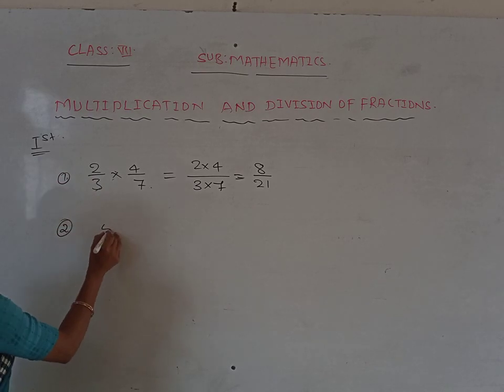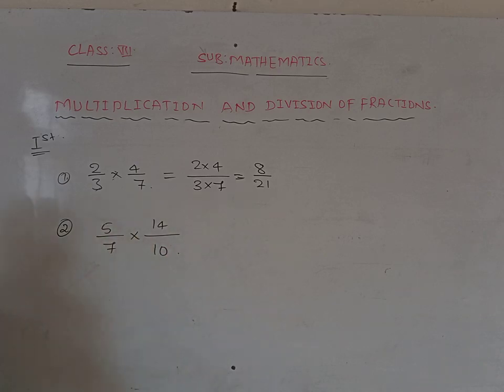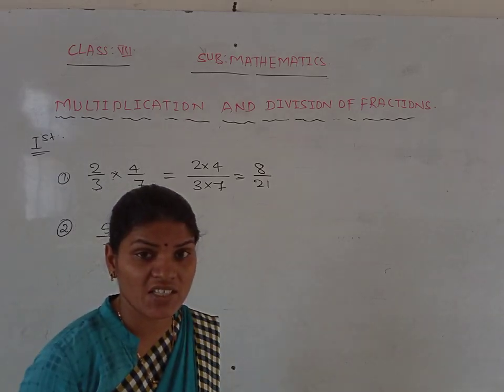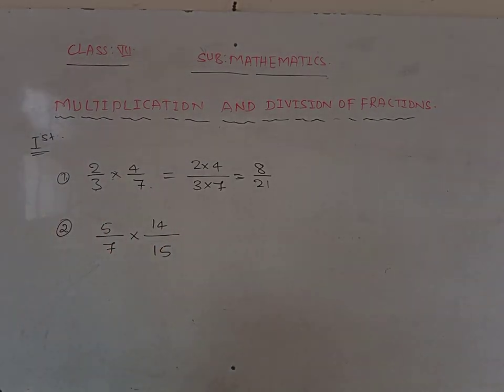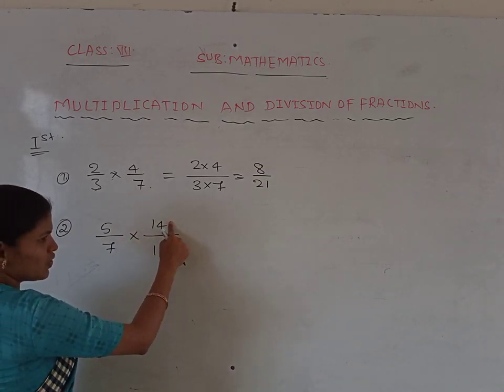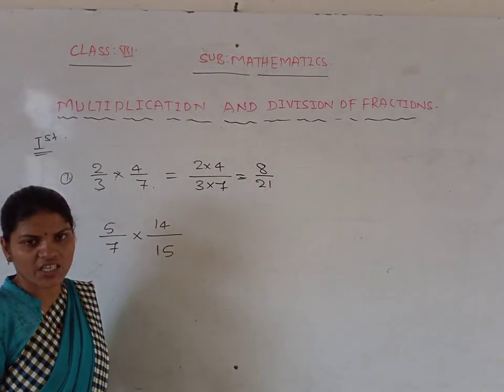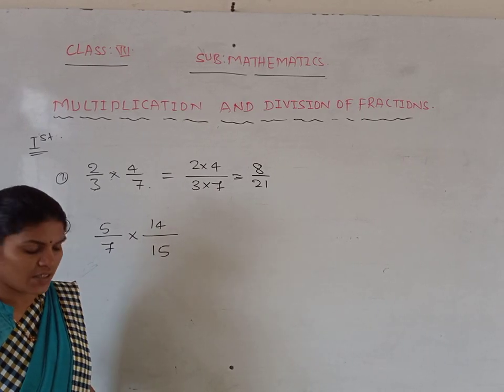Take here 5 by 7 into 14 divided by 15. Yes, dear students, first you have to check whether there is any common factor between 5 and 7. No. 14 and 15? No. Then what's our next step? Observe the common factor in a cross way. Here 7 and 14 have one common factor. What is it? 7.